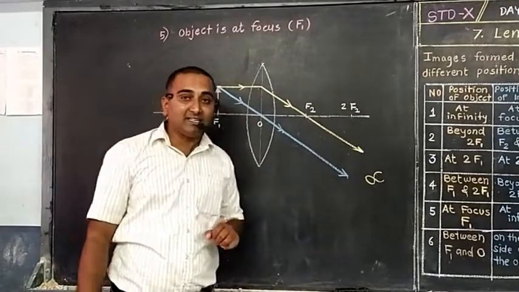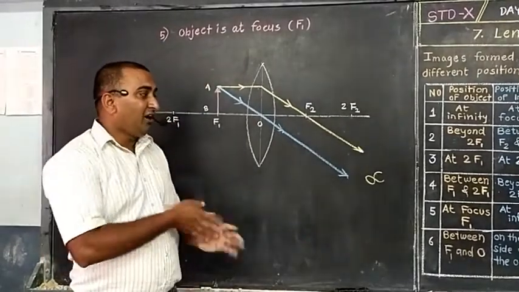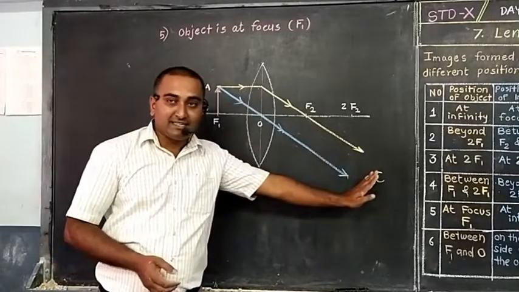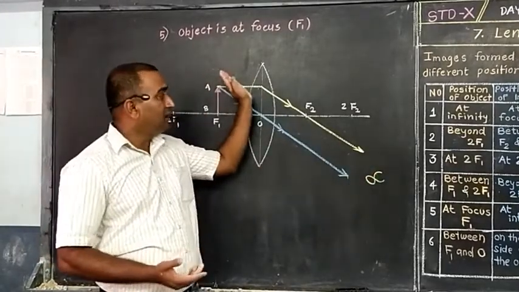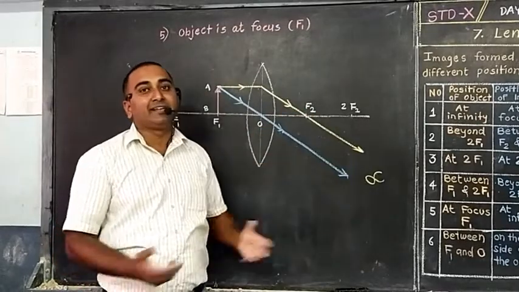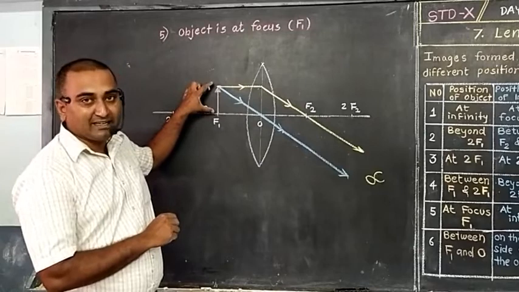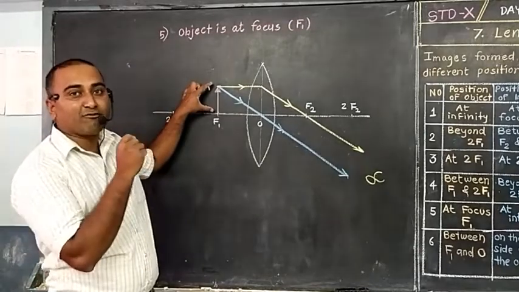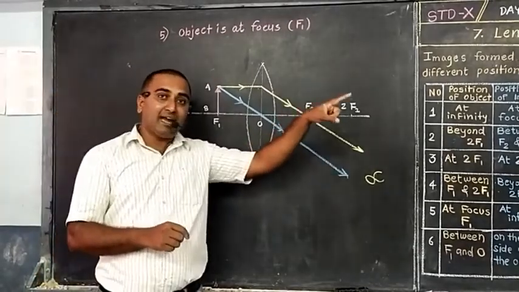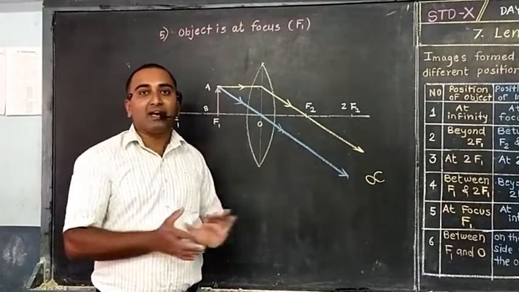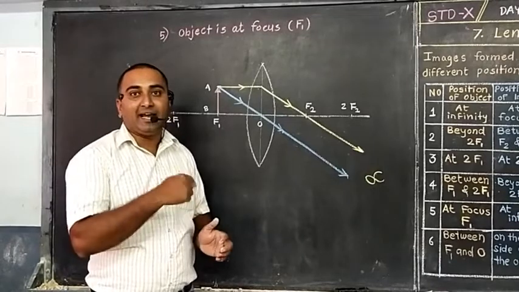Then how is the size? Larger size or very large size we are getting, but again it is towards the right side. So real, upside will go down, that is inverted. So what is the conclusion? When object is at focus, image is at infinity, image is very large and nature is real and inverted.